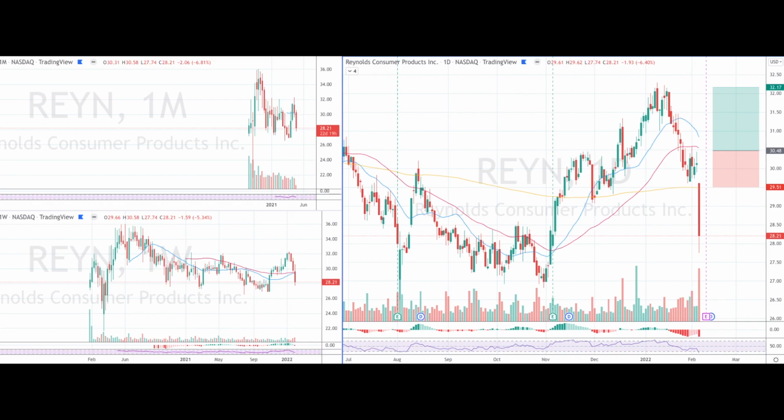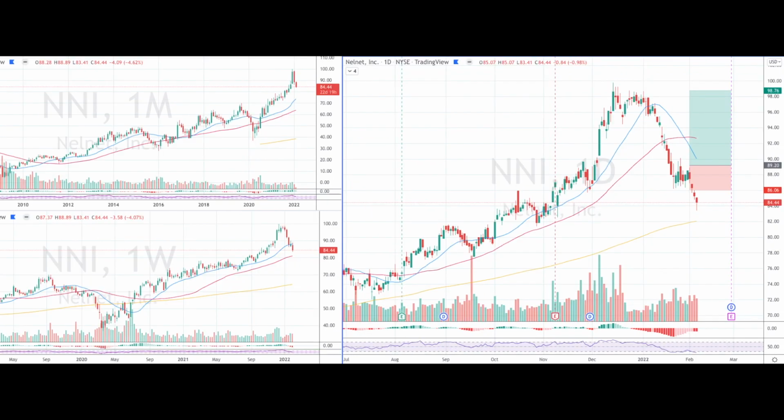REYN, wow, what happened there? This again was one that I wouldn't have taken because of earnings coming up, but look at that red bar. This one would never have triggered because I was waiting till after earnings anyways, so nothing really to see here. NNI never triggered because it broke the planned risk level before it triggered the trade.